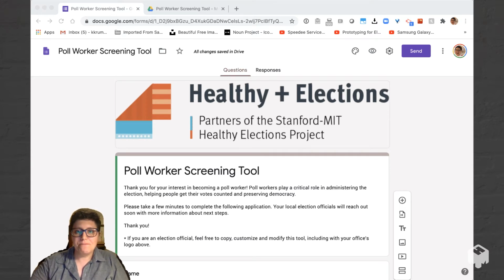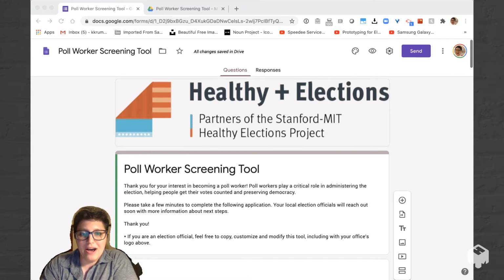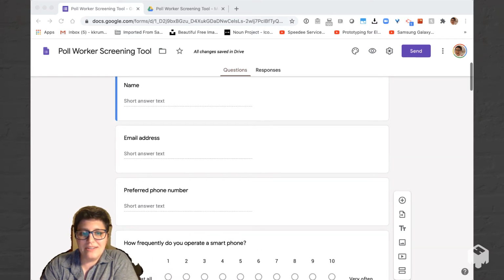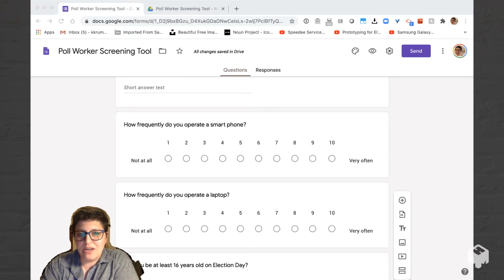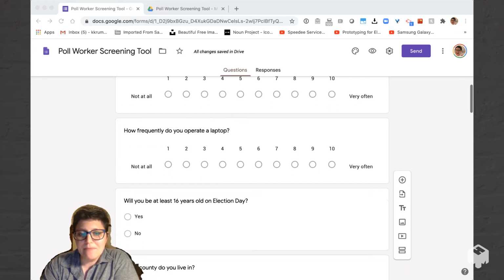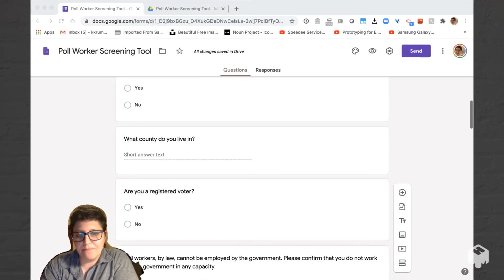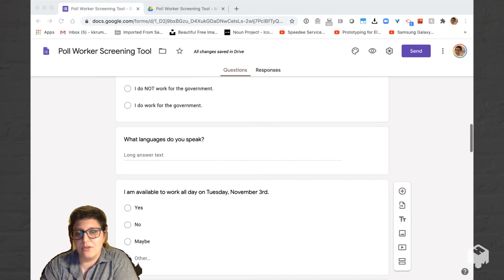your own jurisdiction. Starting with at the top here, this logo, which could be modified to be your county or your office's logo. And then we've asked some basic information around contacting folks. We included some questions around comfortability with technology because we know that's going to come up in the polling place. We asked some qualification questions, which again can be modified based on the rules of your jurisdiction. We also ask about languages so that the person running the polls can have that information and deploy people or plan to deploy people based on those skills.